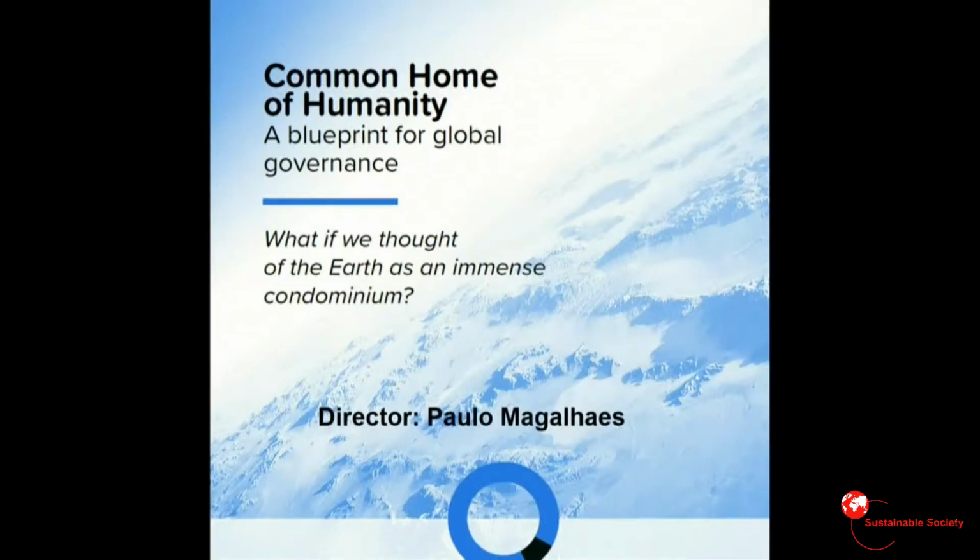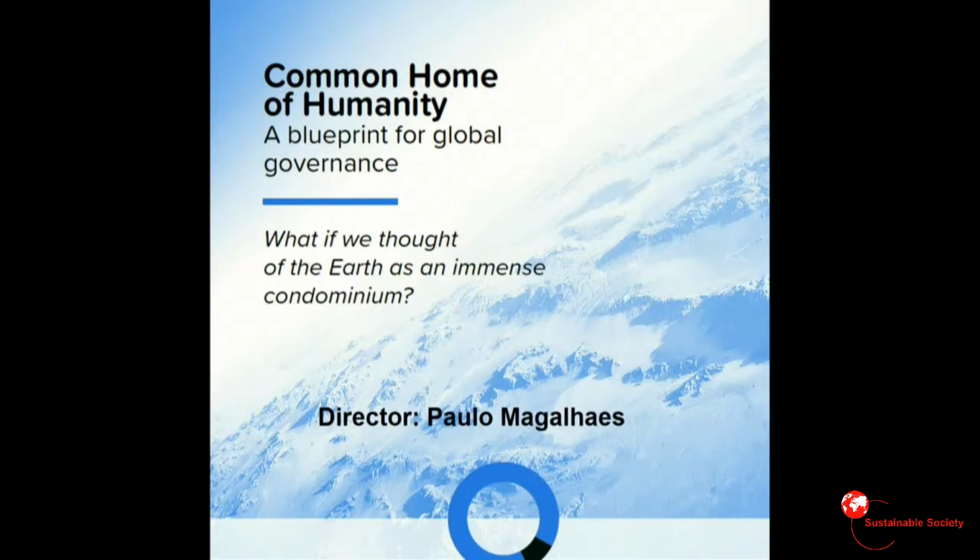This, I think, is the most innovative application of the planetary boundaries I've come across. The person who invented this is Paulo Magalhães from Portugal, and he's a legal expert. And he calls this the common home of humanity, a blueprint for global governance. And he uses this beautiful analogy.